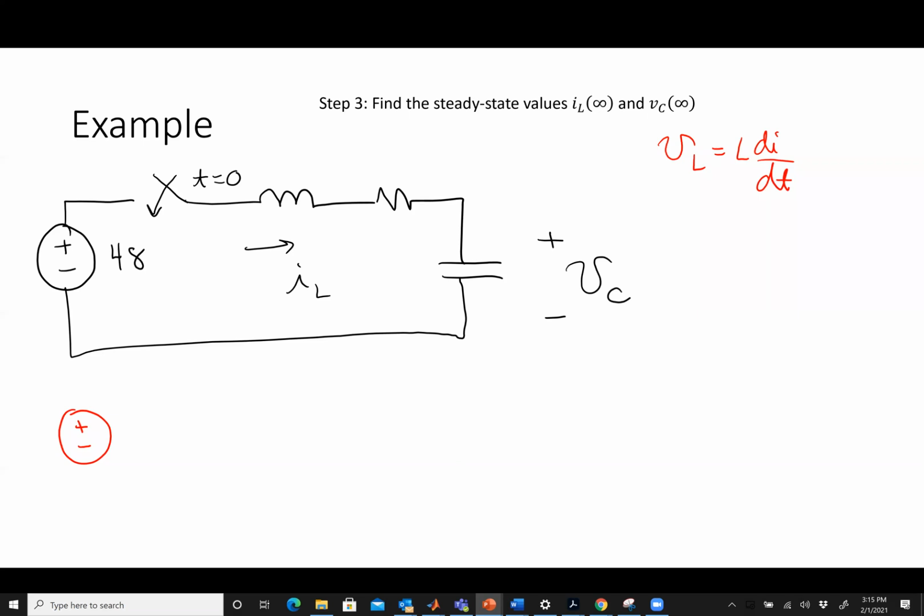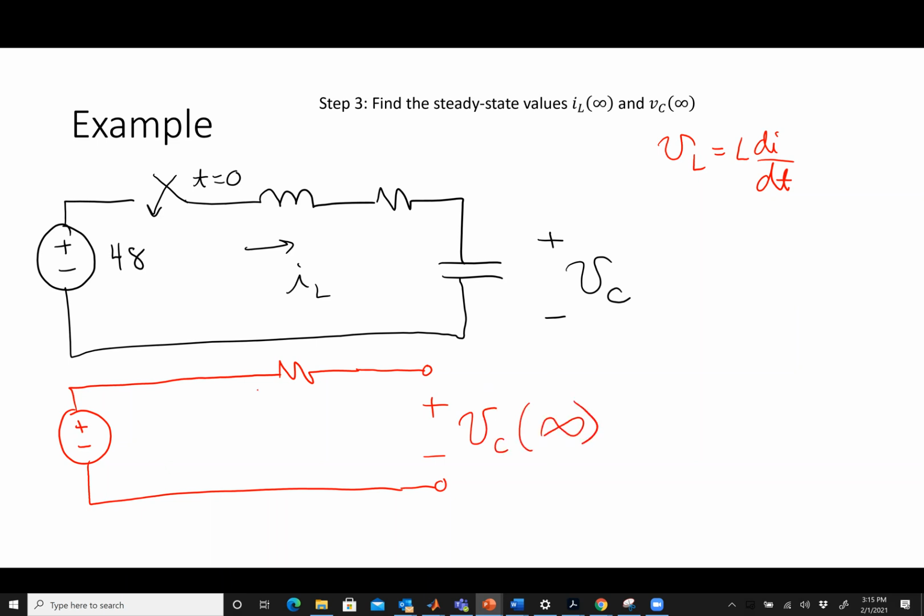So that inductor becomes a short. The resistor is there. What do I do with the capacitor? Open circuit. Checking the signs is always important here, because I want to make sure that I draw this current having the same direction as the one I gave originally.